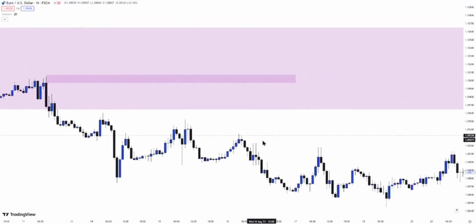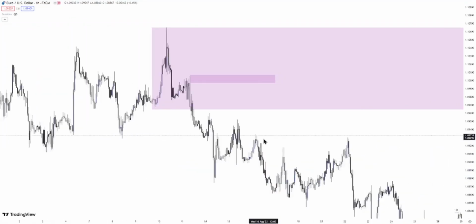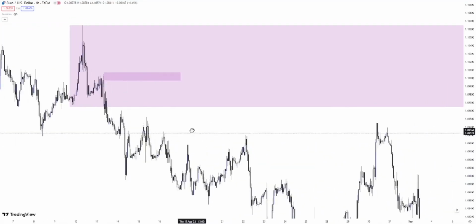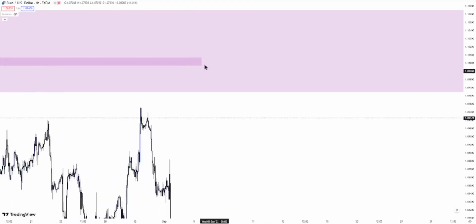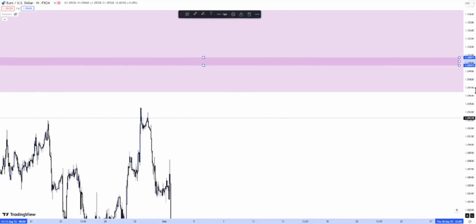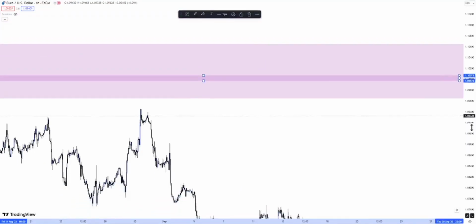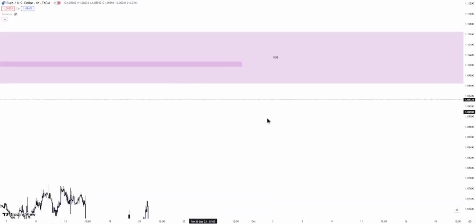So if in future price comes to this point, then we'll be more than happy to take a trade lower if it gives us a lower time frame confirmation. Okay, so we need to understand that one very well. But as you can see, I don't know what price is doing here. Let's see.